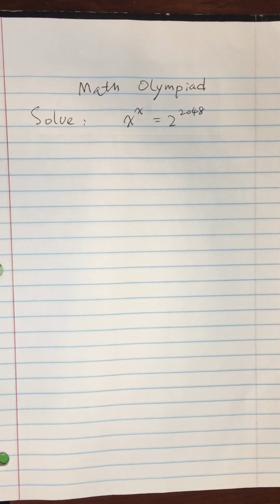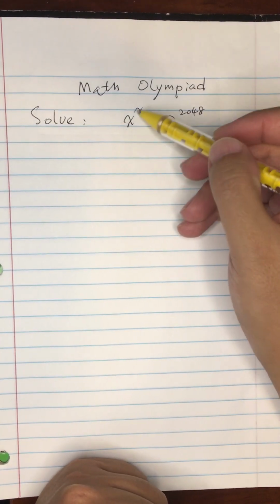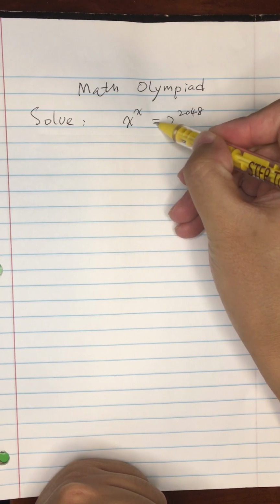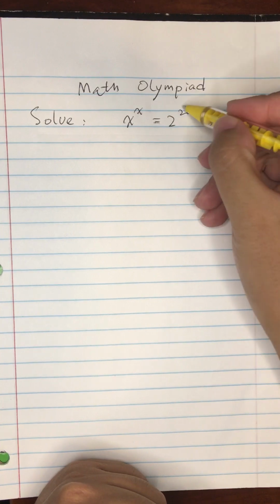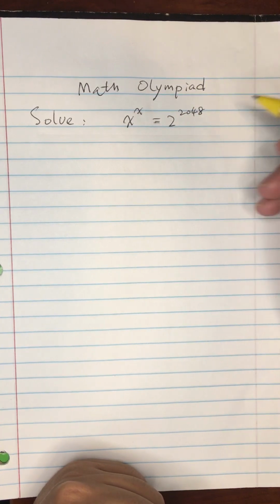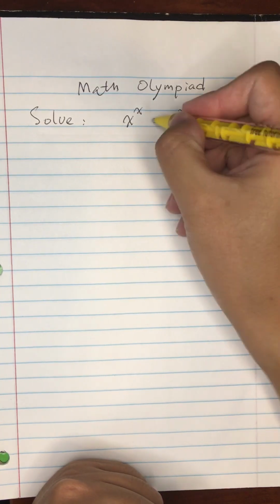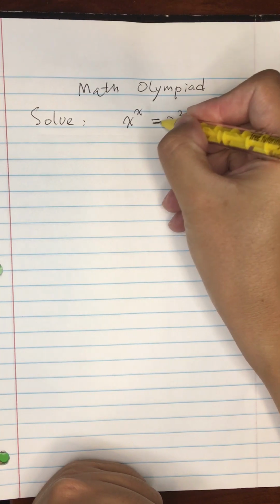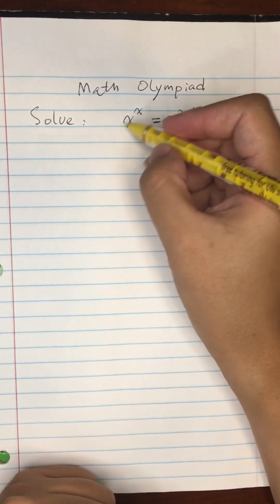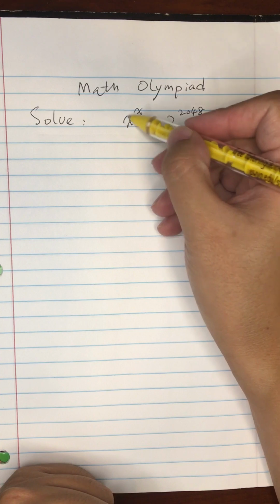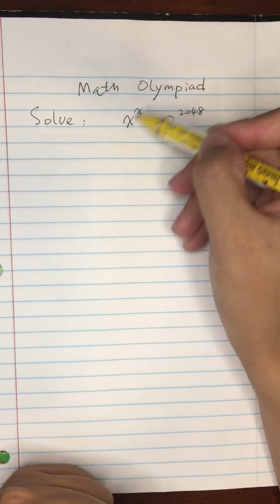Let's try to solve this equation, which appears to be quite difficult. So x to the x power equals 2 to the 2048 power. So how do we solve this kind of equation? On the left hand side we have x to the x power. So the base and the power are the same.